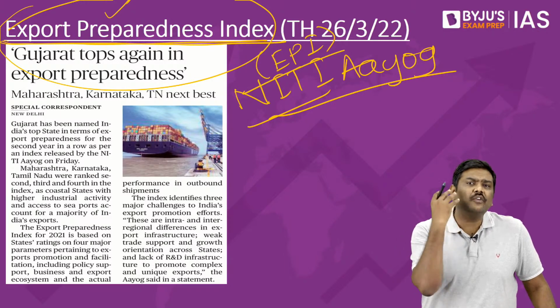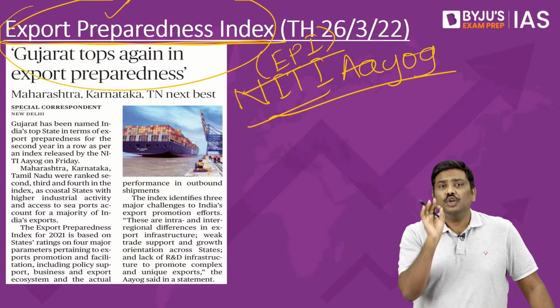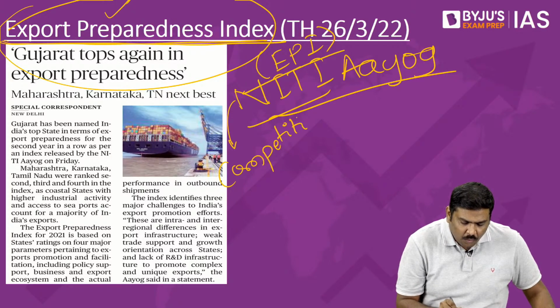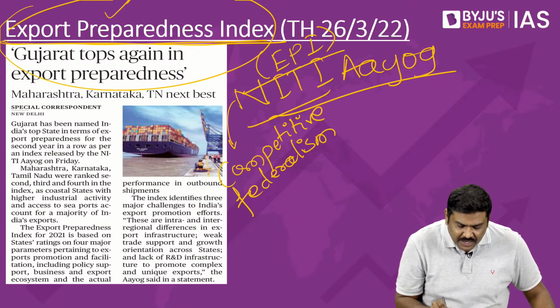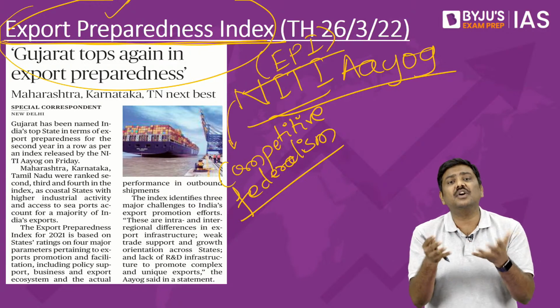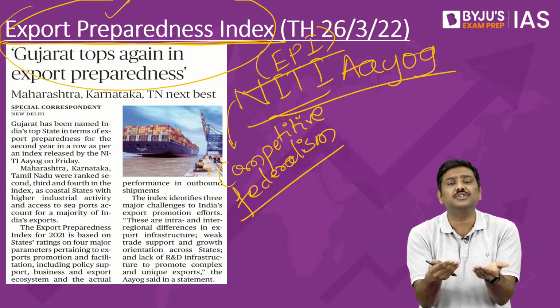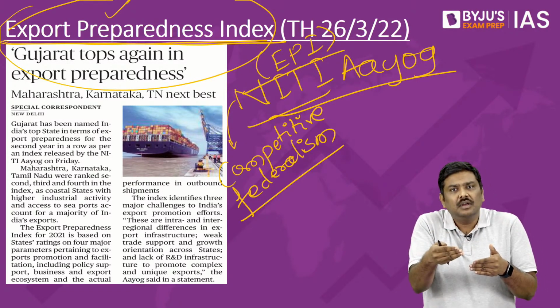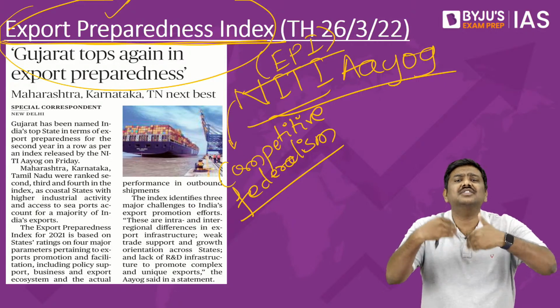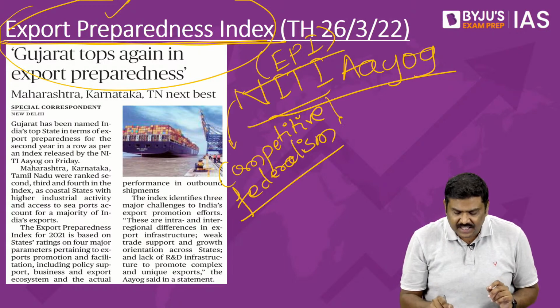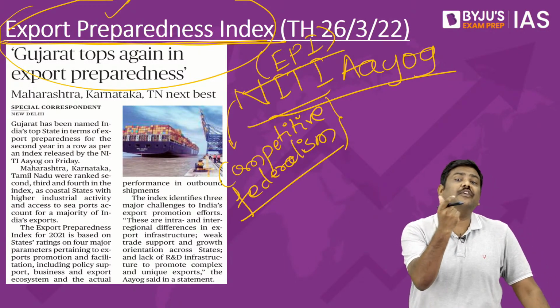Now, what is the utility of an Export Preparedness Index? You must have heard of the term competitive federalism. Now, what do you mean by competitive federalism? In a nutshell, competitive federalism means there is a promoted competition amongst the parts of India. Parts of India here basically refers to the states of India. Whenever any policy is taken wherein there is a competition, enhanced competition, higher competition which is promoted amongst the states, essentially that is referred to as competitive federalism.